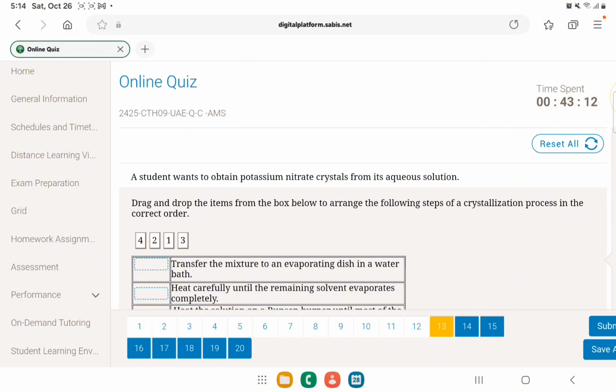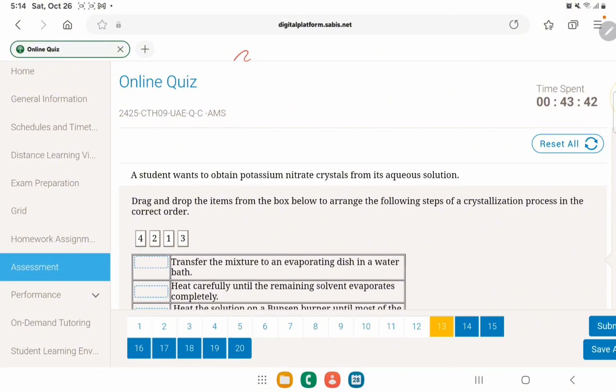Okay, so a student wants to obtain potassium nitrate crystals. They're gonna use crystallization, right? I'm gonna summarize what crystallization is. I don't know how to spell crystallization. Okay, just crystal like that.